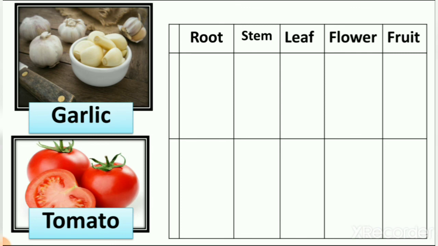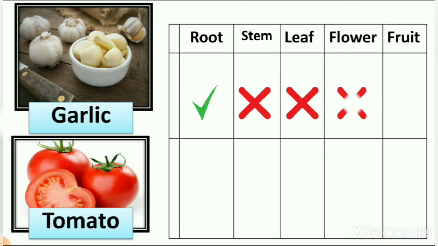It looks like flower, but is that a flower? No, because when we see garlic, the top of the garlic has roots, right? So garlic is a root we eat. It looks like a flower, but it is not the flower of the plant, because garlic grows underground. So garlic is a root we eat. So the other four boxes: stem, leaf, flower and fruit, we fill with a cross mark.